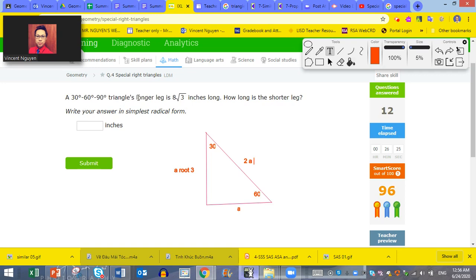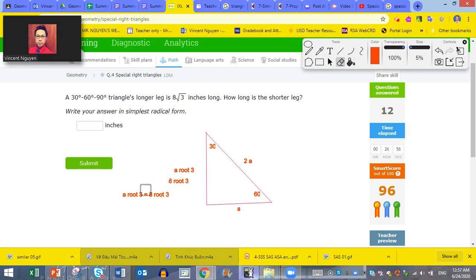All right, so now I'm going to plug in some values. I'm going to say the longer leg is A root 3. The problem says that, so I'm going to go to the longer leg, which is up here. It's going to be 8 root 3. Do you notice something? The root 3 and the root 3 match each other. I can write it as an equation so that you can see: A root 3 equals 8 root 3.